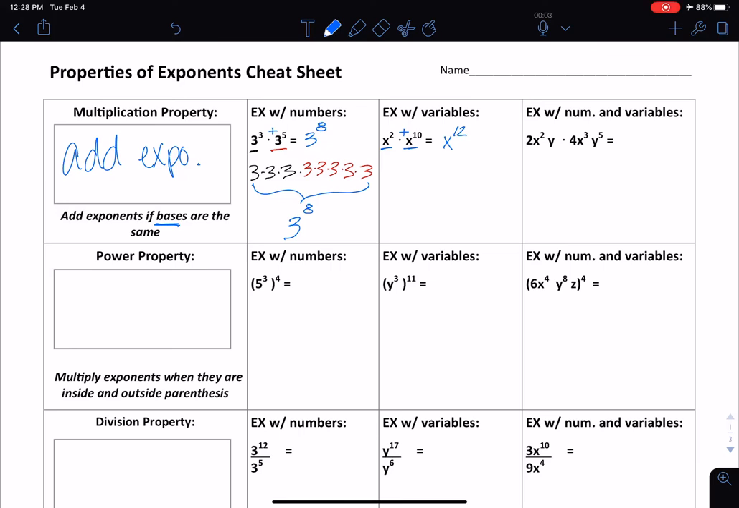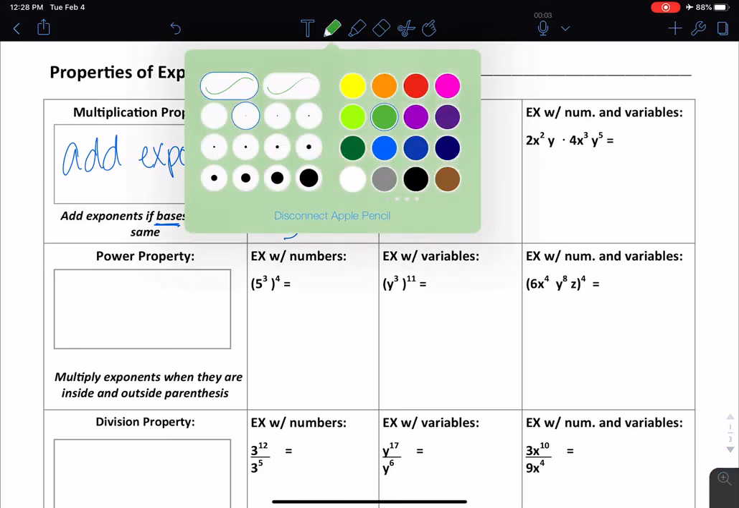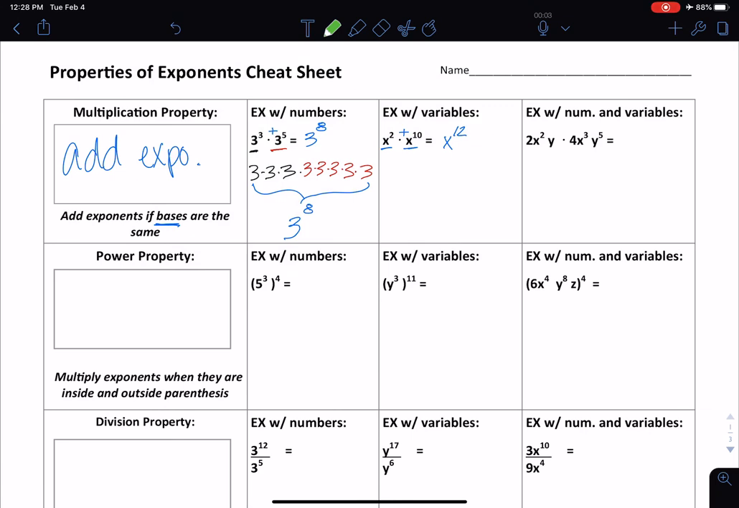Okay, and then our last example for this property, I have 2 times x squared times y times 4 times x to the 3rd times y to the 5th. So we're going to take this one at a time. I'm going to do my coefficients first. So I'm going to do those in orange. We are multiplying. So since we're multiplying, the coefficients don't get the same rule as exponents. So we still multiply the 2 and the 4. Okay, so 2 times 4 is 8.